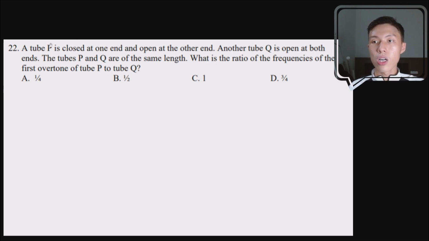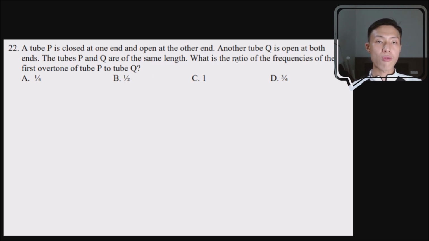Question 22. A tube P is closed at one end and open at the other end. Another tube Q is open at both ends. So you know that tube P here is actually a closed pipe. Tube Q here is actually an open pipe because it's open at both ends. Tube P and tube Q are of the same length. So therefore, you know that LP equals LQ.